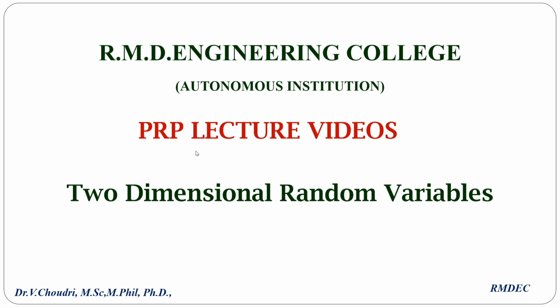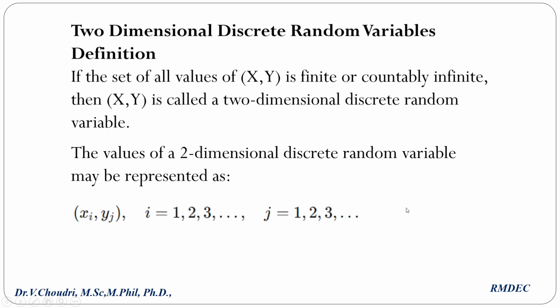In this video, we are going to see the two-dimensional random variables. There are two parts: one is discrete, another one is continuous. In this video lecture, we have seen only discrete random variables.